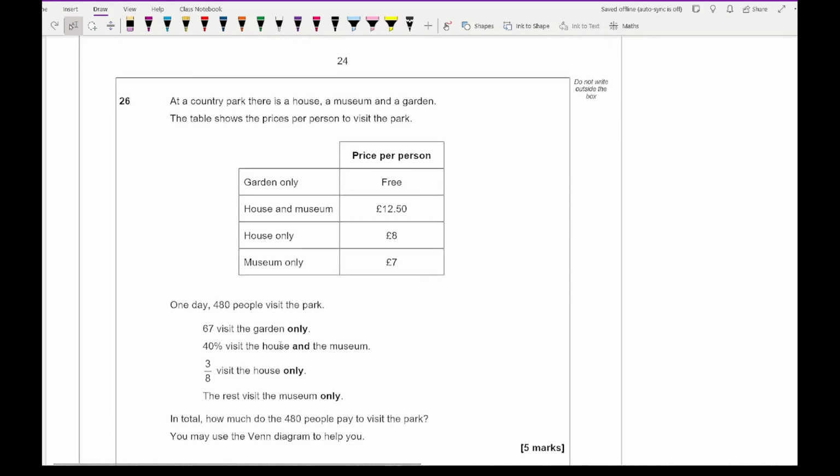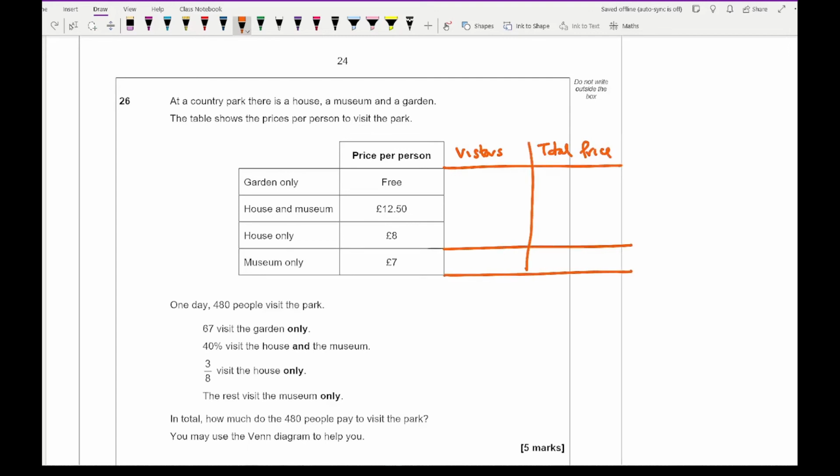So let's first of all work out how many people are going to each of these areas. So here we know that 67 is going here. So on this table, let me write visitors and the total price. So from this, we know that 67 visit the garden only. So that's going to be 67, but that's free. So the total price is going to be 0.